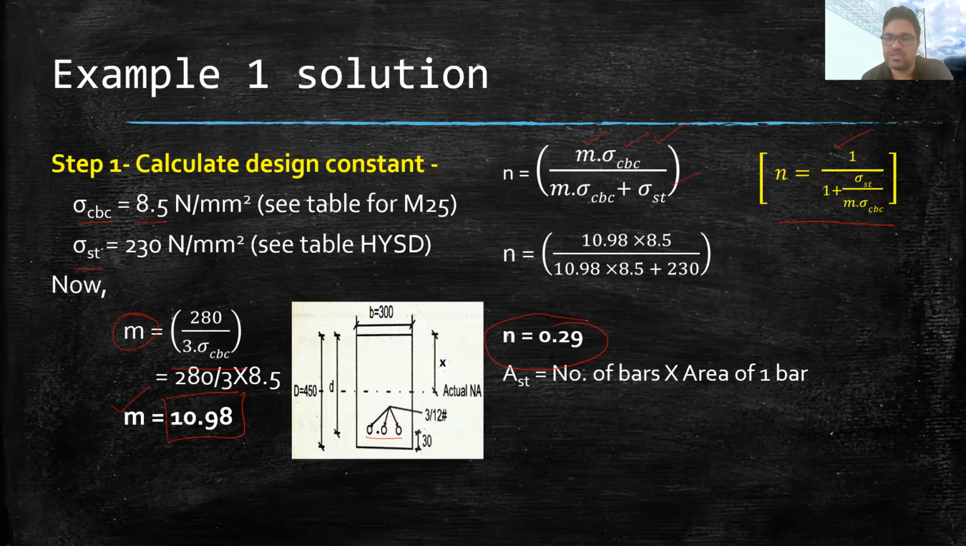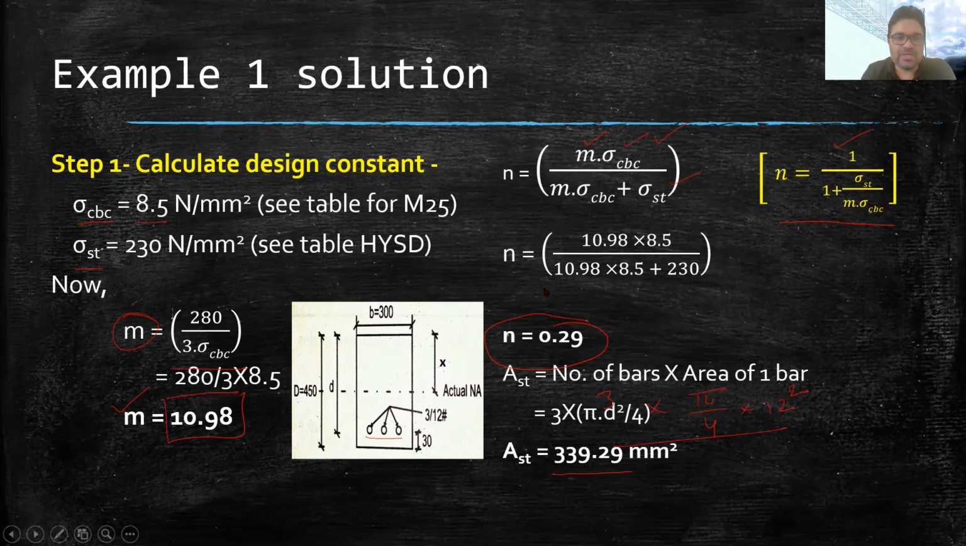So we have to find out the area of cross section of 1 bar, and it will be multiplied by the number of bars. Here the number of bars is 3, and the area of cross section of 1 bar will be pi d square by 4. So pi by 4 into d square, where d is the dia of bar. The dia of bar is given already in the question, which is 12. So 12 square. After solving this, we can find out the value of AST as 339.29 mm square. So this is how we can find out the area of steel also.